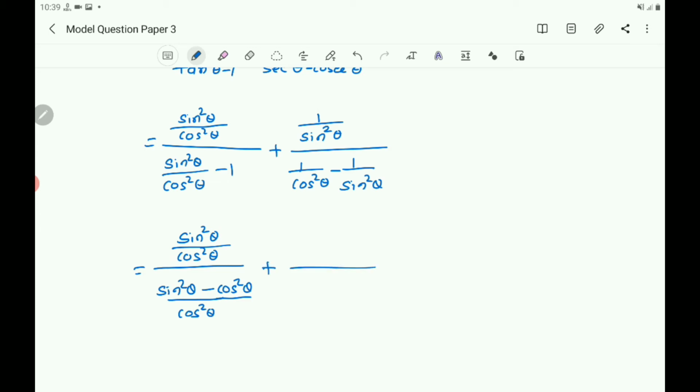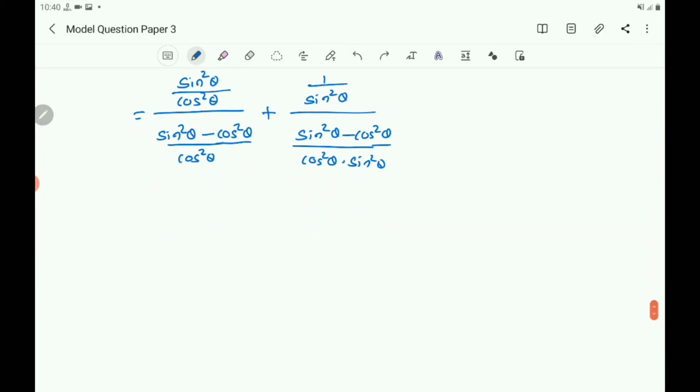Plus, in this part write 1 by sin square theta also as it is. Here also take the LCM. What is the LCM here? The product of these two is the LCM, so write the LCM is cos square theta into sin square theta, and the numerator becomes 1 into sin square theta minus 1 into cos square theta, that is sin square theta minus cos square theta.